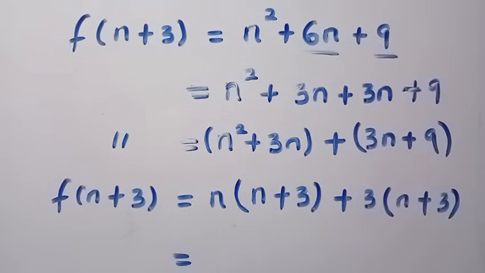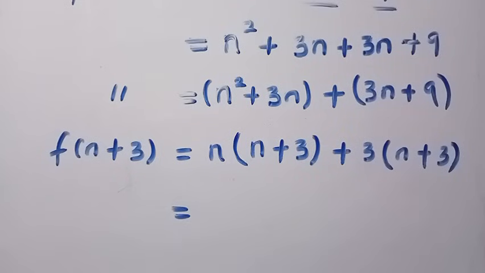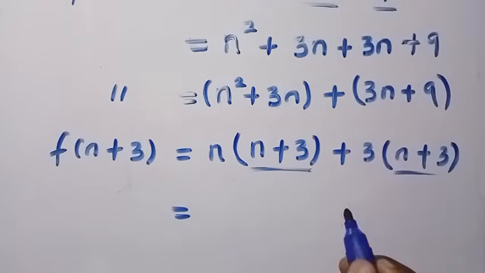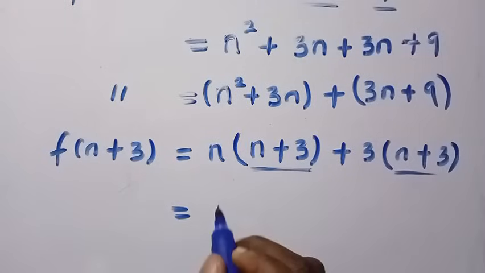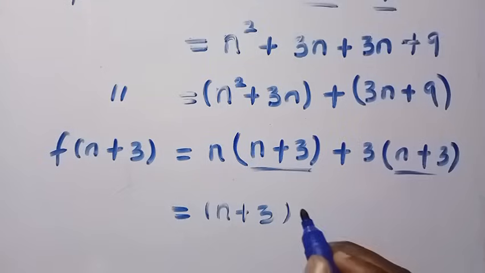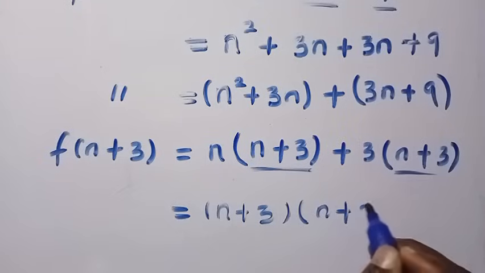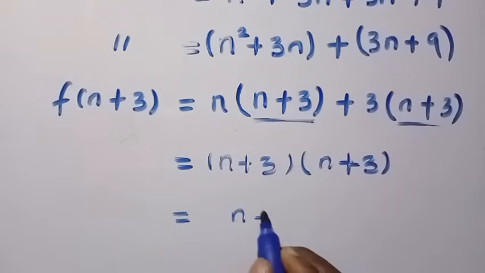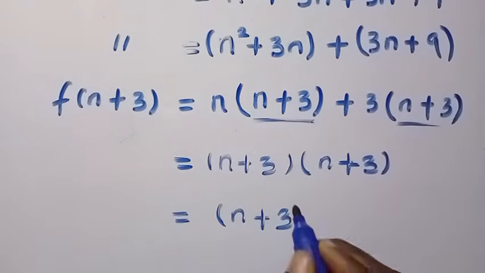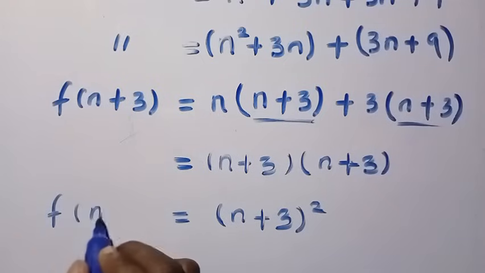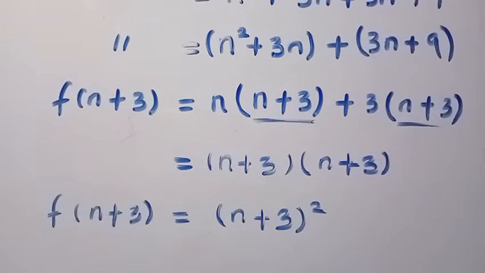And looking at this, it looks like a perfect square, because this is n plus 3, n plus 3. And we combine their coefficients as well. This also becomes n plus 3. And take one of these, this is n plus 3. When we multiply n plus 3 together, we have it as n plus 3 all raised to the power of 2. And this gives us f of n plus 3.